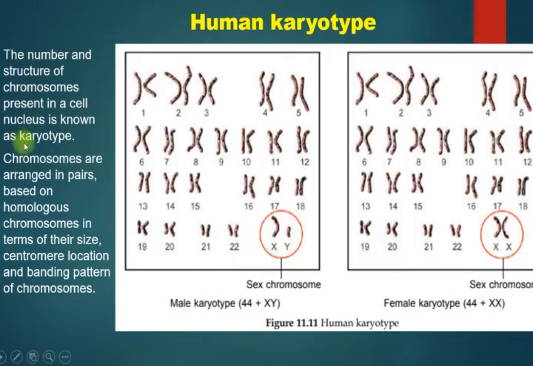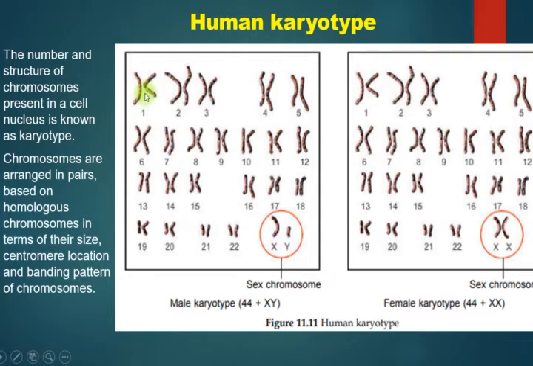So what is a karyotype? Karyotype refers to the number and structure of chromosomes present in a cell nucleus. So based on the human karyotype, we can observe the number of the chromosomes present and also the structure of the chromosomes here.